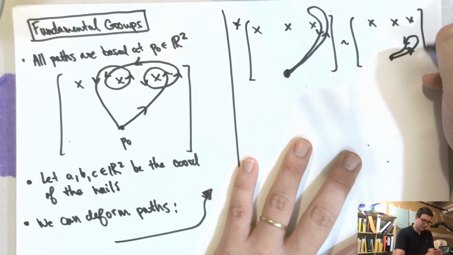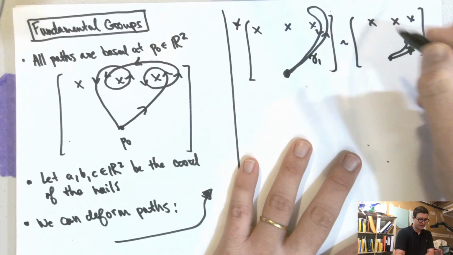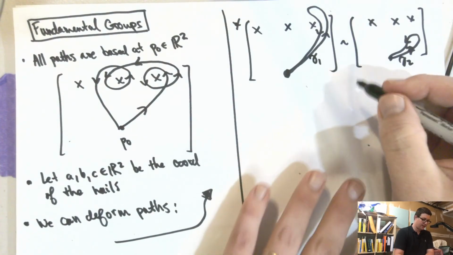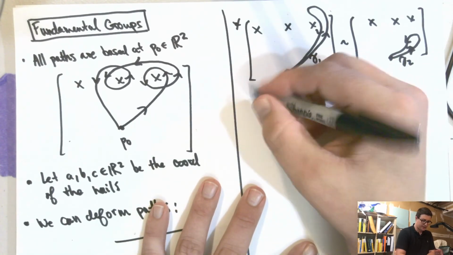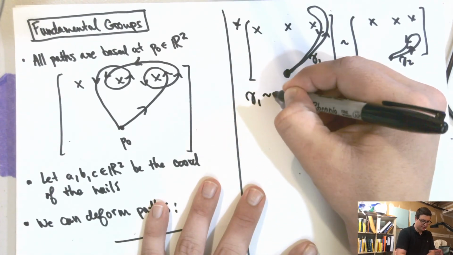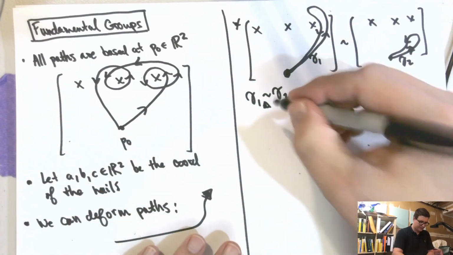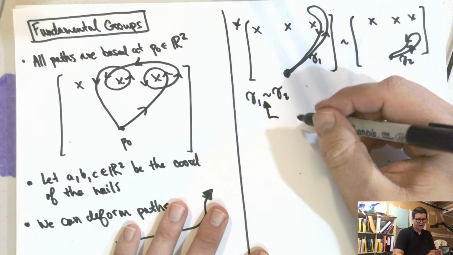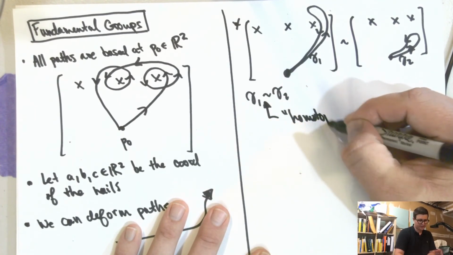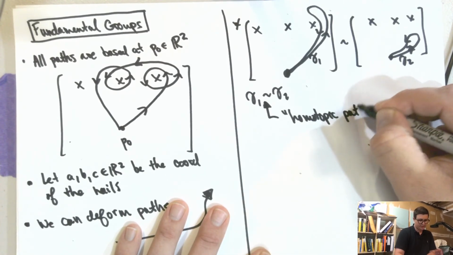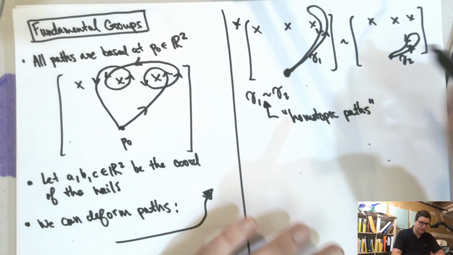If I call this path gamma 1, and this path gamma 2, these two things are homotopic. So in this case, gamma 1 is similar to gamma 2. This relation, where they can be continuously deformed into each other, is what we call homotopic paths. That means that we can deform one into the other. They're allowed to cross, by the way.